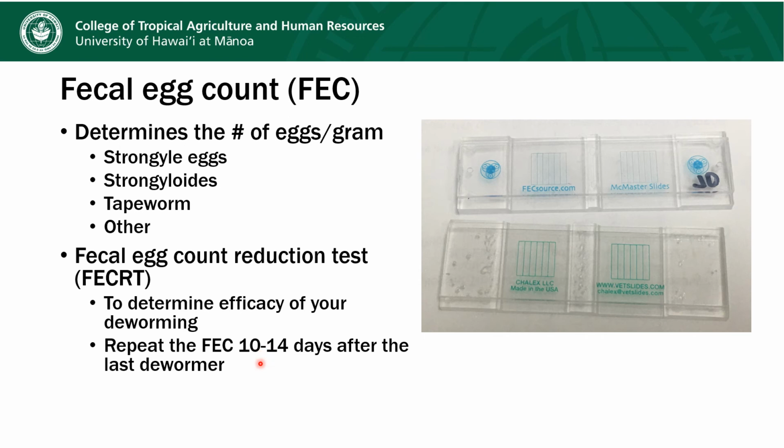And what we're doing is we're calculating the number of eggs that are present after the deworming compared to the number that were there before. And if your dewormer works, if you pick the right product and you administered it properly at the right dosage, we would expect there to be very few eggs left in the feces after the deworming. If you don't achieve 95% or greater reduction, then that tells us that you have a resistance situation in your herd.